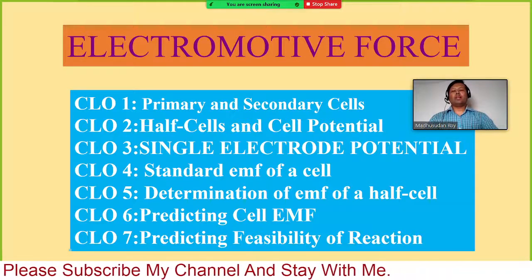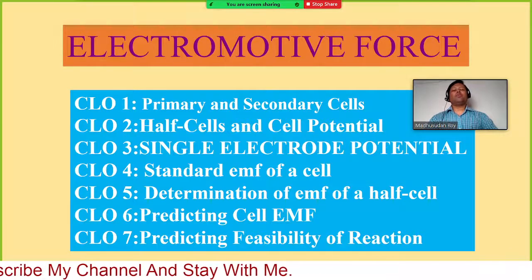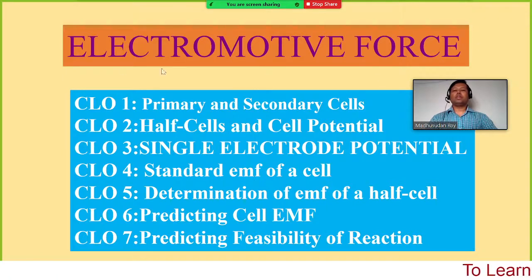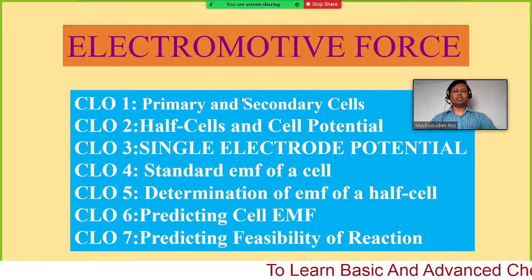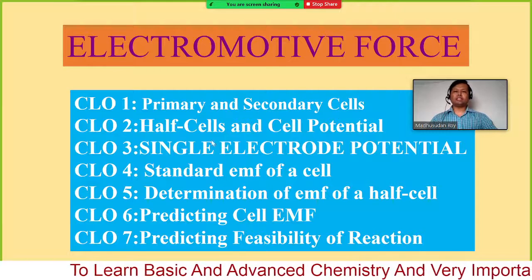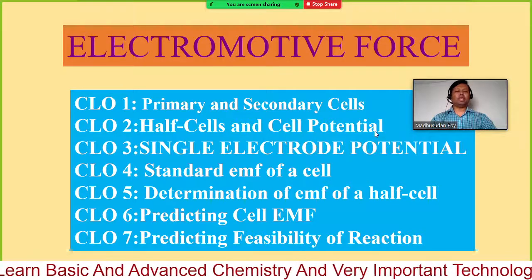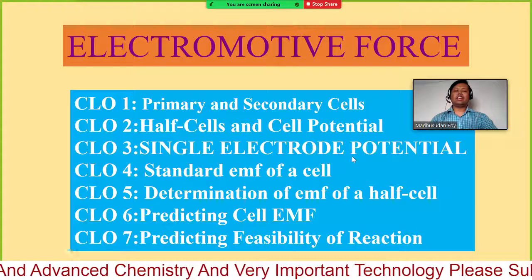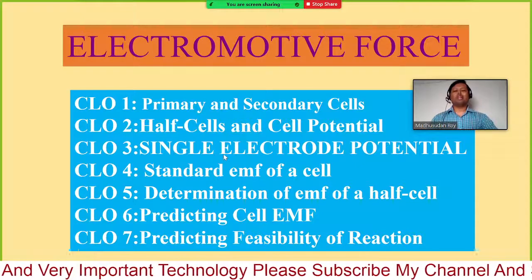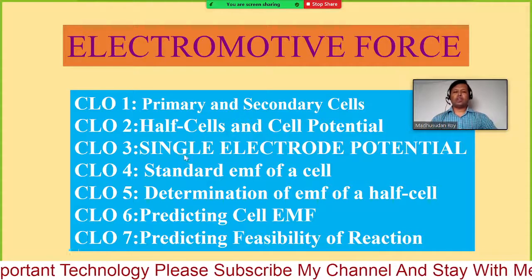Today we are going to learn about different properties of electromotive force, or EMF, regarding the primary and secondary cells. We are continuing the chapter on electromotive force. So today we will learn about primary and secondary cells, half cells and cell potential, or the single electrode potential. Both are similar, but I will try to give a little bit more precise preference to this.